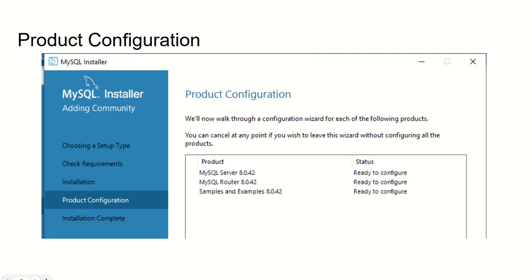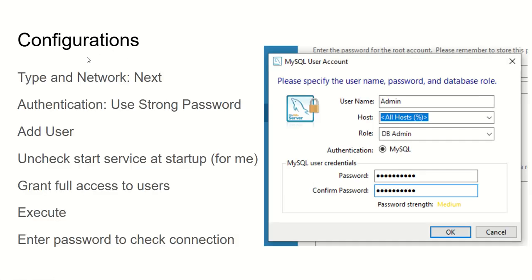So just execute that. And then after you're done there, make sure that when you're configuring the type and network, you don't change anything, just click next. And then for authentication, use a strong password. I added a user, I added admin as my username, and then I entered my password.